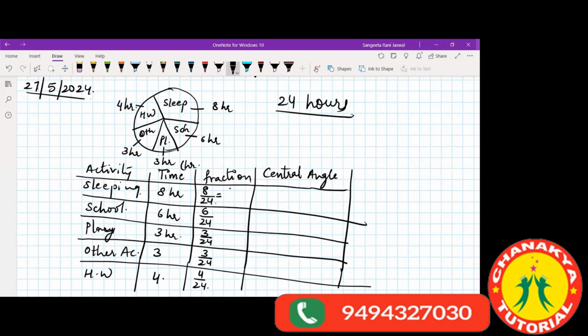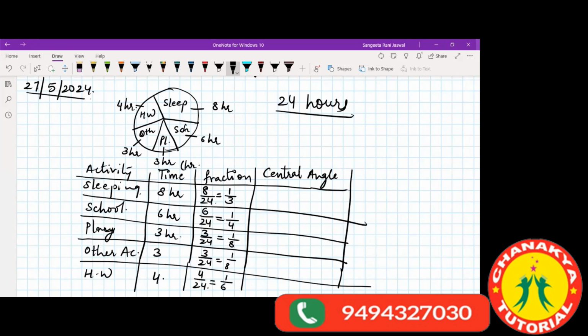And when we have to make our central angle, we'll reduce this now. This is 1 by 3, since 8 ones are 8, 8 threes are 24. 6 ones are 6, and 6 fours are 24. 3 ones are 3, and 3 eights are 24, so 1 by 8 here. 4 ones are 4, and 4 sixes are 24, right? So this is the fraction we have got. You all understood this part?